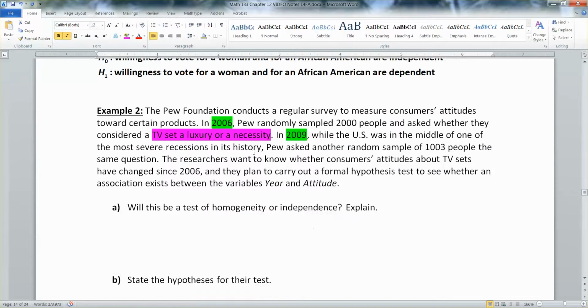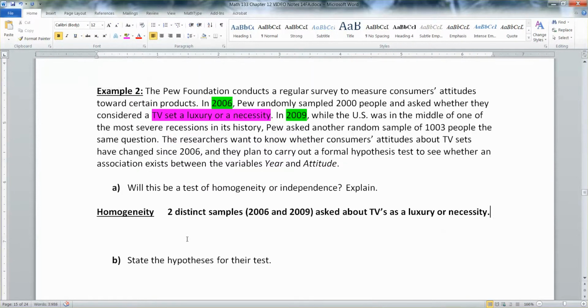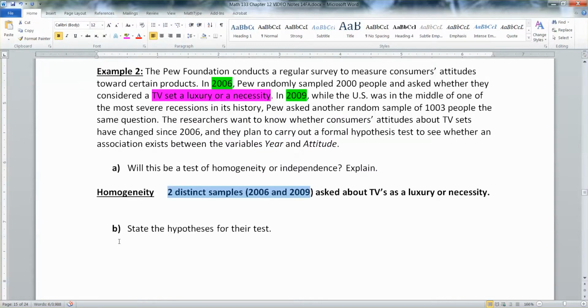And this particular one, we have more than one sample. We have 2006 and 2009. So that is a red flag that this is homogeneity, if I could spell it right. There, it's two distinct samples asked whether a TV is a luxury or a necessity. So the two separate groups right there means this is going to be for homogeneity.